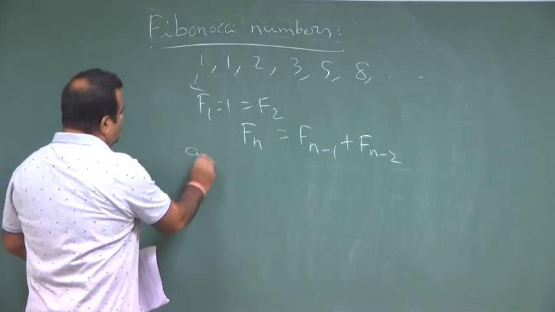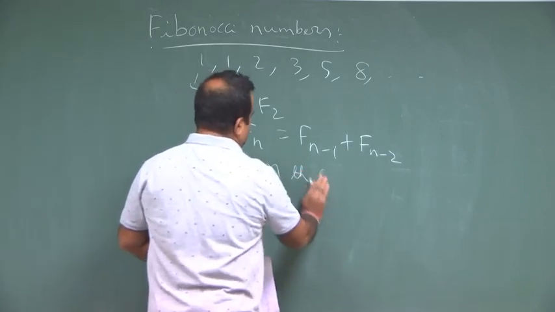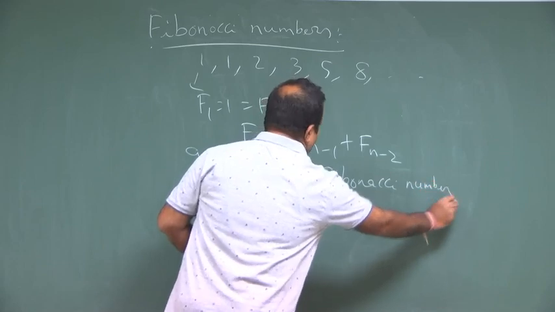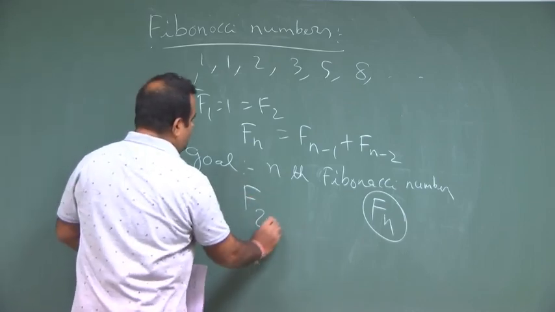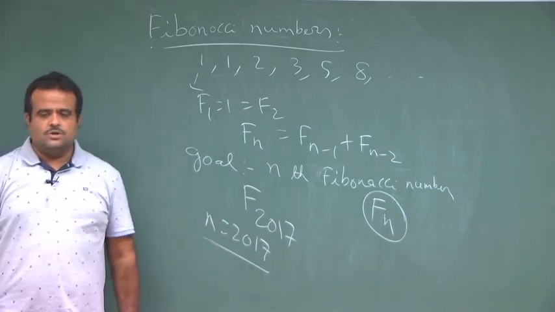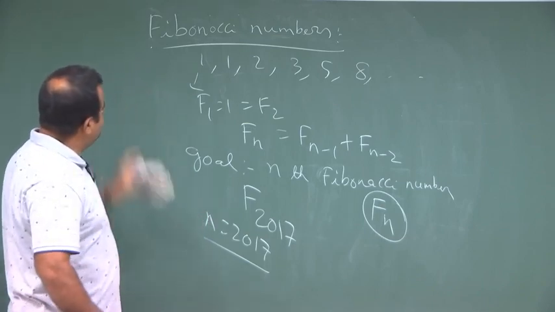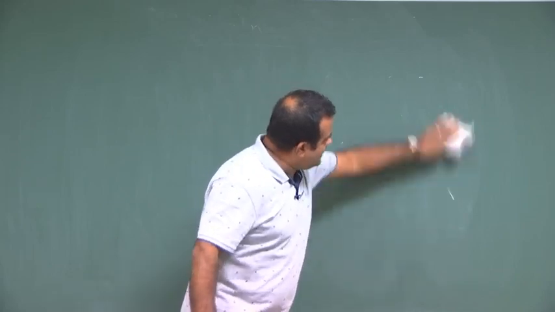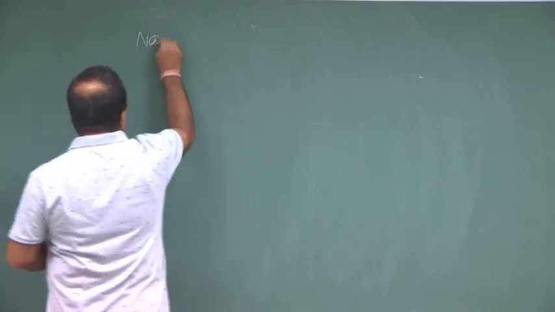Our goal is to find the nth Fibonacci number, that is fn. n is the input, say we have to find f 2017, so n is 2017. So what is the naive algorithm to solve this problem? We have to use this recurrence, this formula. This is the naive algorithm.